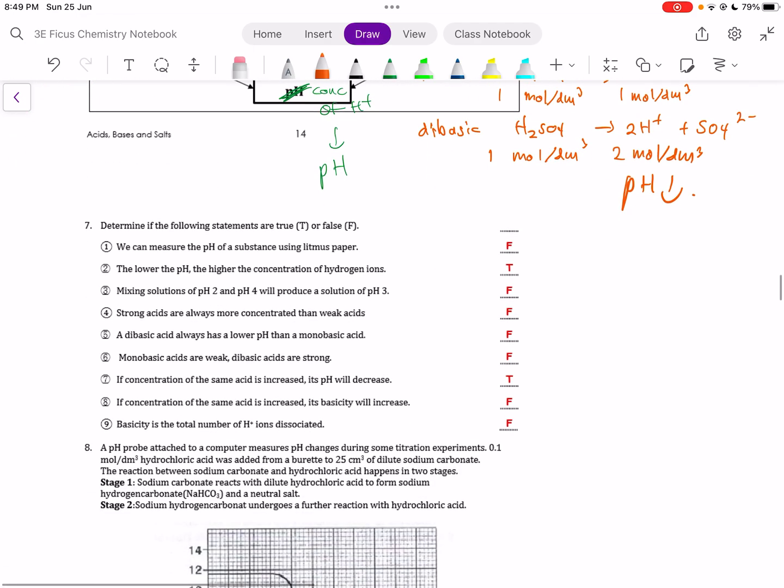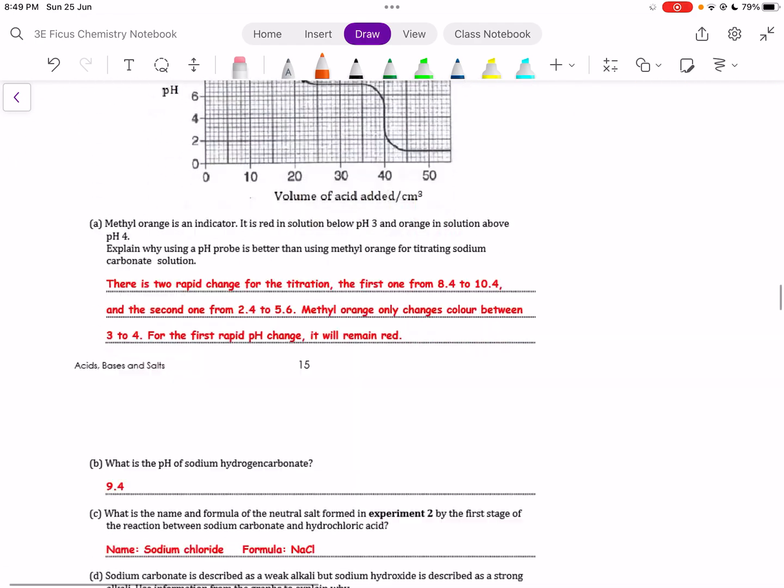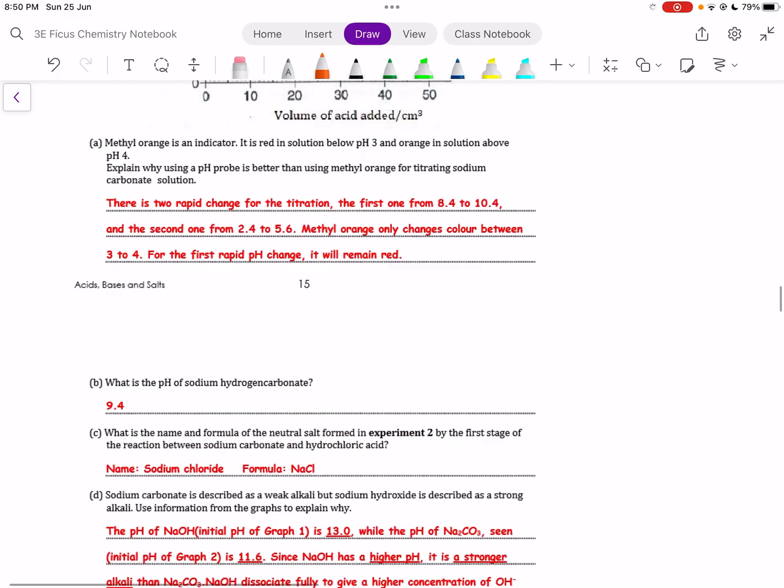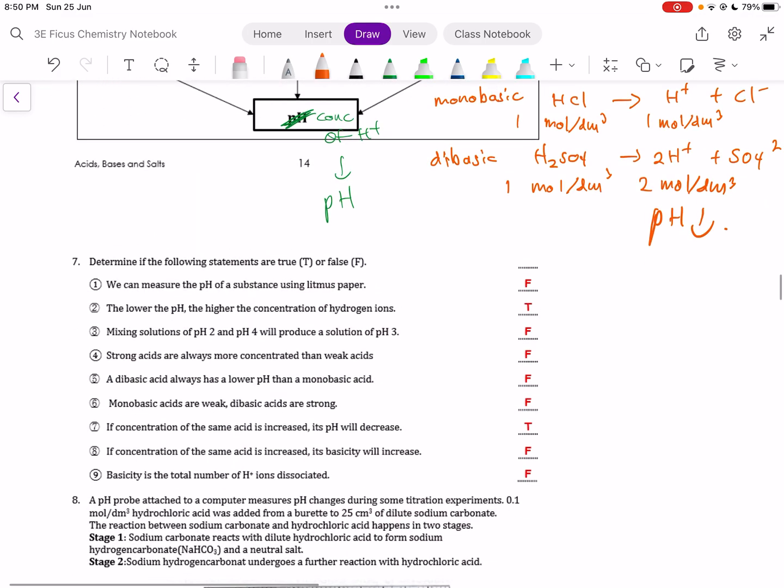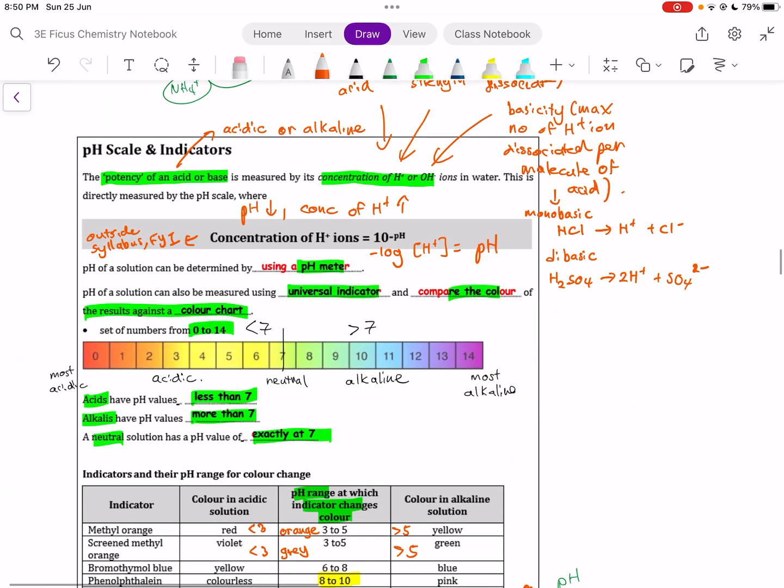Okay, let's look at some true or false questions and then one example on your titration curve. We can measure the pH of a substance using litmus paper. You can actually do this using a data logger, which is the best, really exact. Otherwise, universal indicator. Litmus paper just tells you acidic, alkaline, or neutral, nothing much. So this is false. The lower the pH, the higher the concentration of H plus. This one is true. I already told you this relationship very clearly.